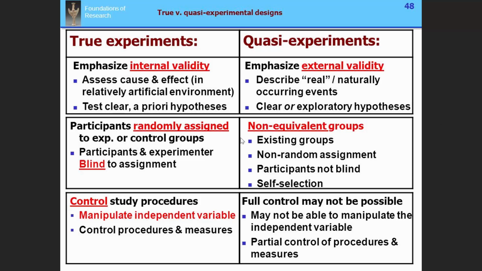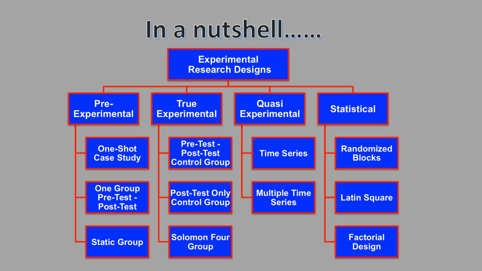We see the differences in subject assignment, and we see that in a true experiment we control our procedures and manipulate our variables, which may not take place in a quasi-experimental design. So in a nutshell, we have a variety of things that take place here, different names applying to different methodologies that are very similar.